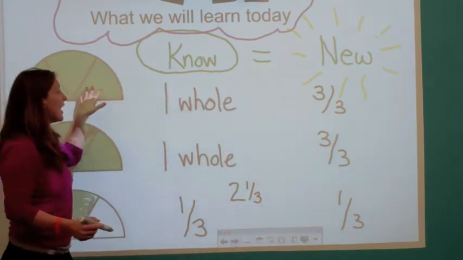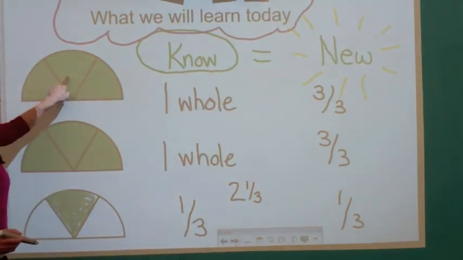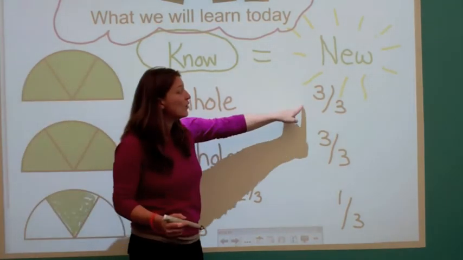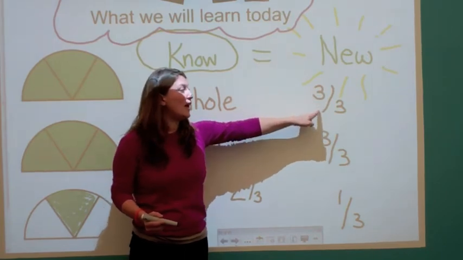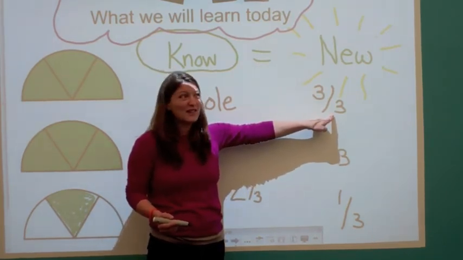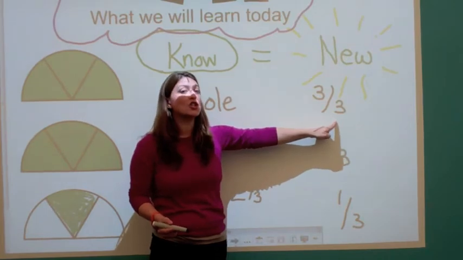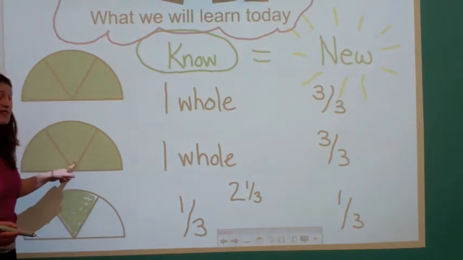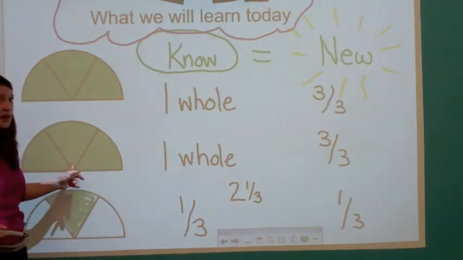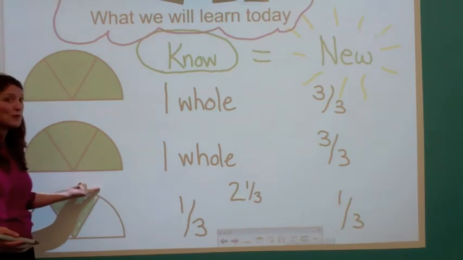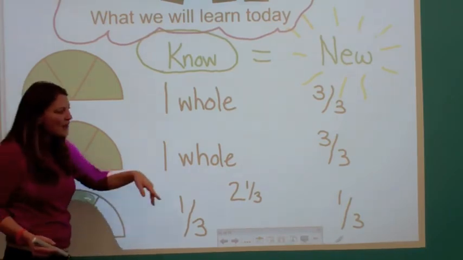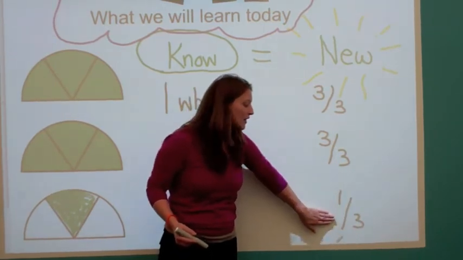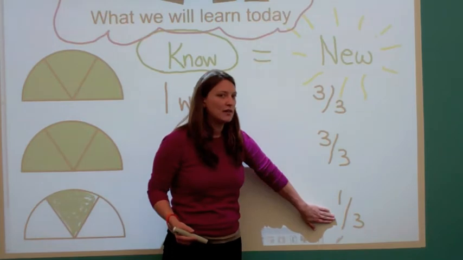So if I'm looking at this picture, I can see that 3 out of the 3 pieces are colored. So I can write that like this, 3 out of 3, which just means that 3 out of the 3 pieces are shaded. And again, I wrote that for the other whole, because this other shape also has 3 pieces colored out of a total of 3 pieces altogether. And then my last piece still shows 1 out of 3 colored, so I left that as my fraction.